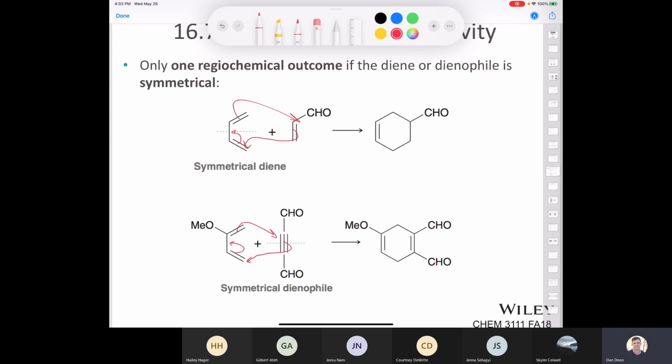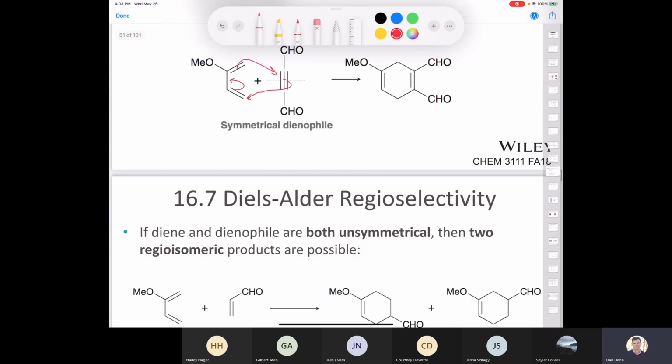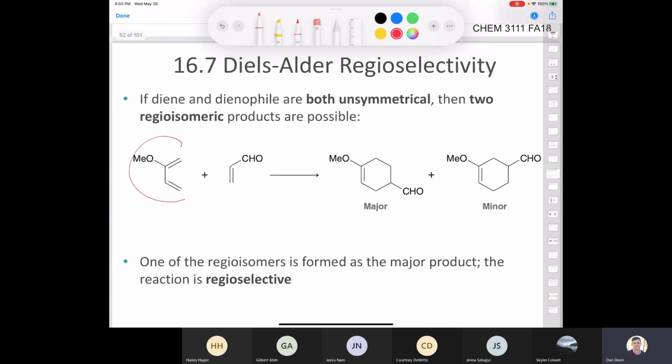But you have to consider regiochemistry when you have an unsymmetrical diene, like this one here, and an unsymmetrical dienophile. In that case, you get two regioisomeric products that could be formed. And you see here that one of them is major and one of them is minor. You need to be able to predict why, or determine which one would be the major product. And there's a good reason for that.